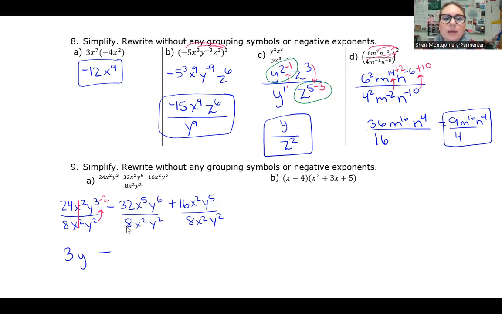What's 32 divided by 8? 4. And then I'm going to start looking at the exponents. So 2 is smaller, so I'm going to subtract 2. So I get x to the third, y to the fourth, plus, what's 16 divided by 8? 2. And then I have x over itself. And then this one, I'm going to subtract 2.